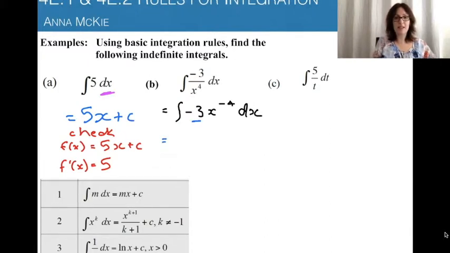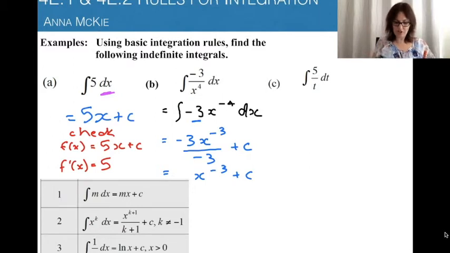So what happens is that -3 is going to stay there. Then we have x. Instead of to the power of -4, we're going to raise that power by 1. So from -4 becomes now -3. Raising it by 1 means increasing it by 1, not becoming -5. So it's -3, and then you put the whole thing over that new power, and plus c. You have to always add on that constant, and rearranging that, tidying up essentially, those -3's cancel out, so we're left with x to the power of -3 plus c.